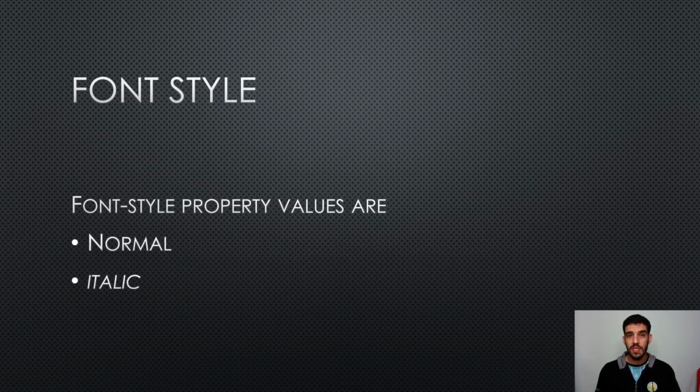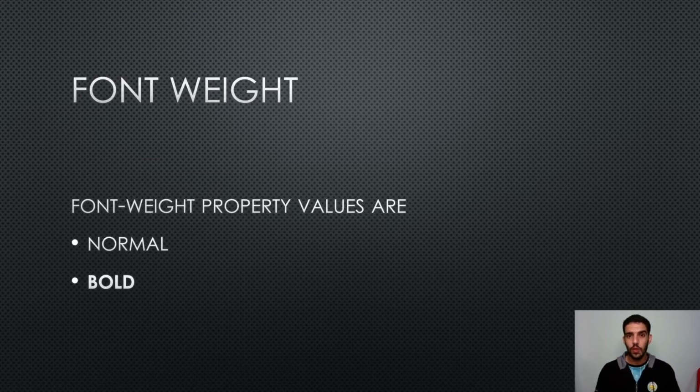There is also font style and font weight. Font style specifies the font to be normal or italic. As you know, italic is slanted text, so it will be italic. And the font weight could be normal or could be bold. As you can see in front of you, the normal is normal and the bold is highlighted somehow.